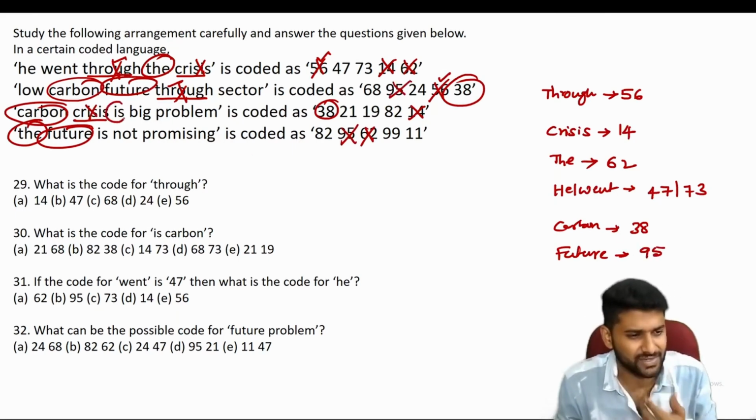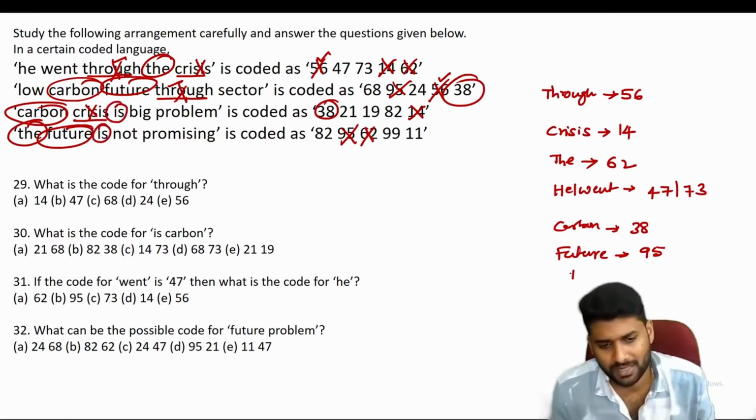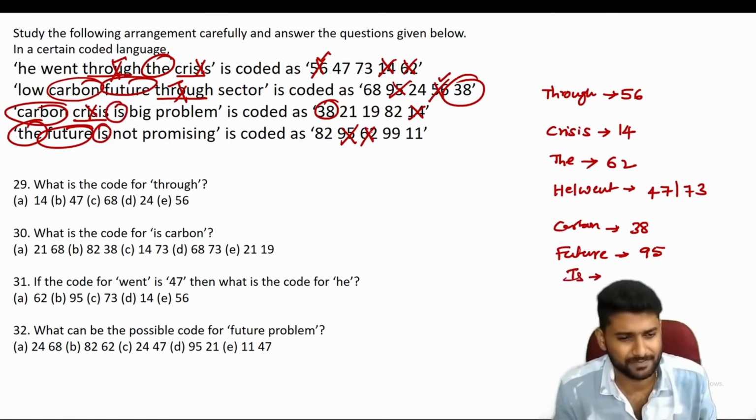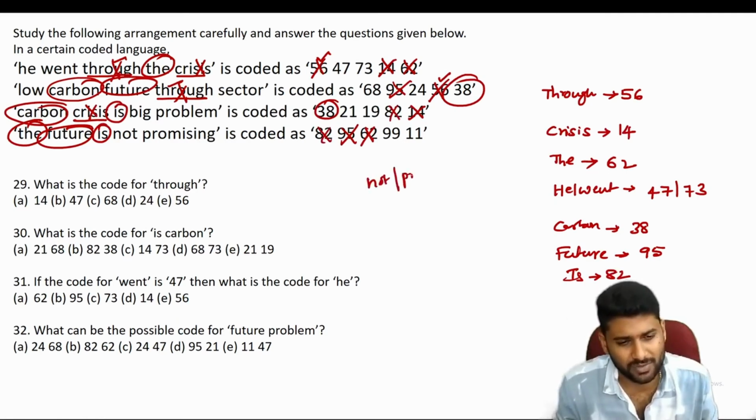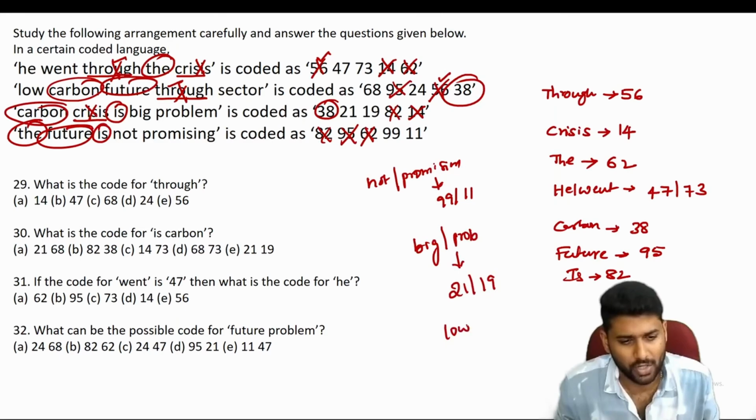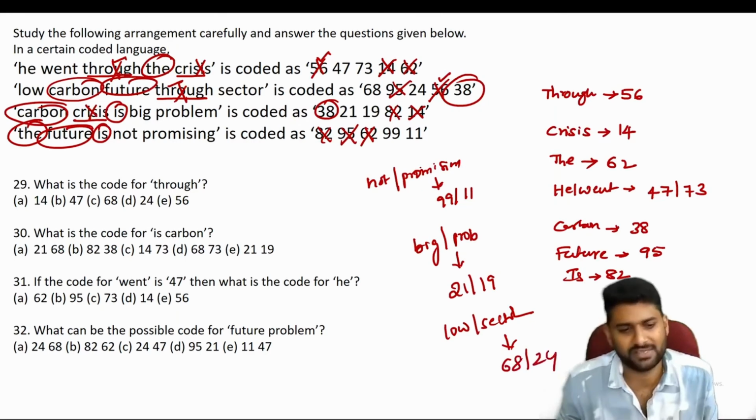Next one. So here is is common. So what is the common code language for is here? 82. Guys, if you observe the remaining ones, nothing is common. Not promising, anything is not common here. Can be either 99 or 11. Same way, either big or problem, either 21 or 19. Next one, low or sector. So these things are not at all repeated, guys. It can be anything as a code language.